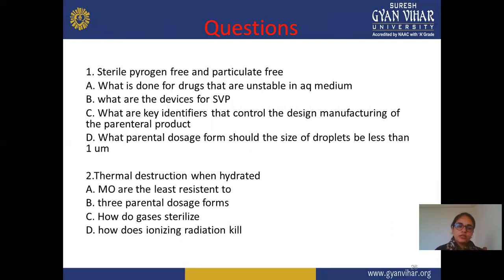Next is the question part. The first question: sterile, pyrogen free, particulate free. A option is what is done for a drug that is unstable in aqueous medium. B is what are the devices for small volume parenterals. C is what key identity controls the design and manufacturing of the parenteral product. D is what parenteral dosage form should have a droplet size of less than 1 micron. Next, the second question: the thermal destruction when hydrated, which is the most resistant, the least resistance to. These are three parenteral dosage forms. These are how gaseous sterilization works, and how ionizing radiation kills.